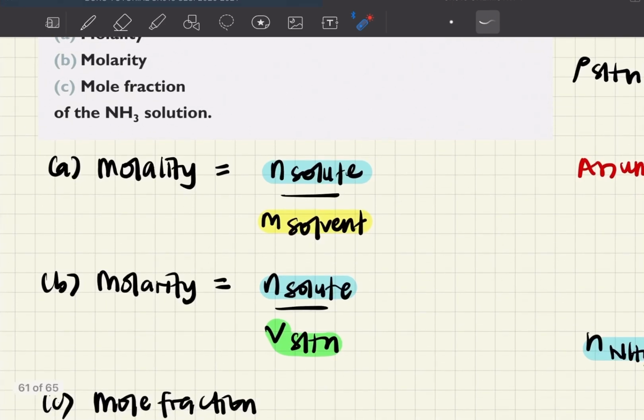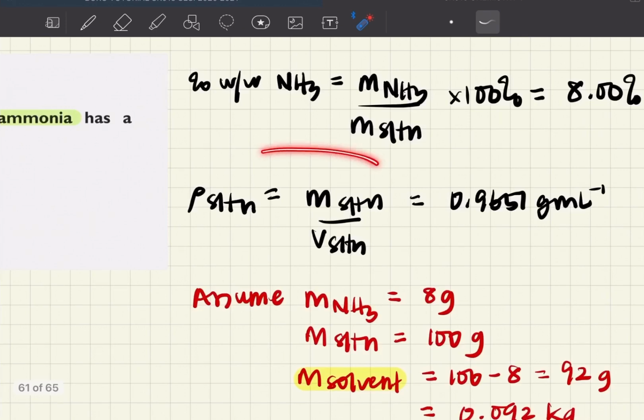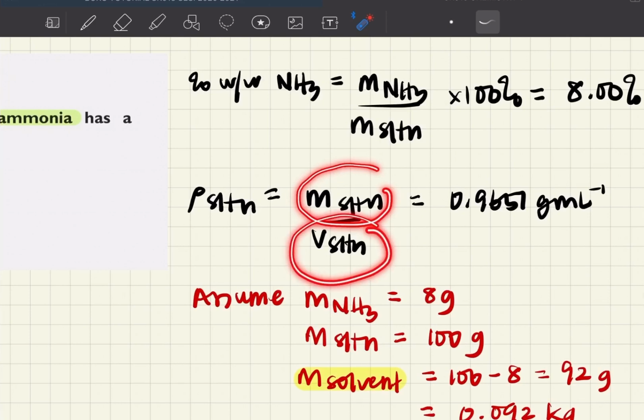Next, we want to find the molarity of your solution. So for molarity, you need to find the mole of solute and the volume of solution. So this one we already have. So let's find the volume of solution. Okay, when it comes to volume of solution, we will remember density. So from our formula of density, we should have the value of mass of solution, and we can find the volume of solution.